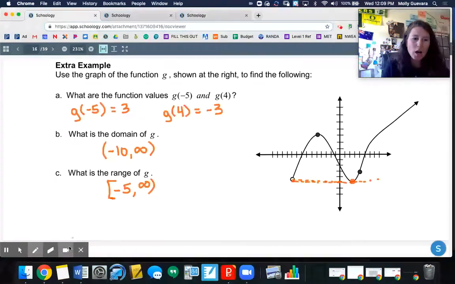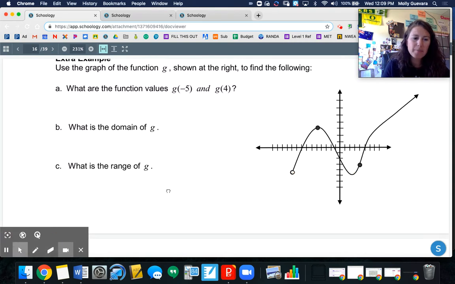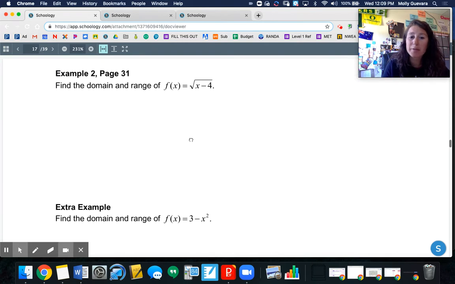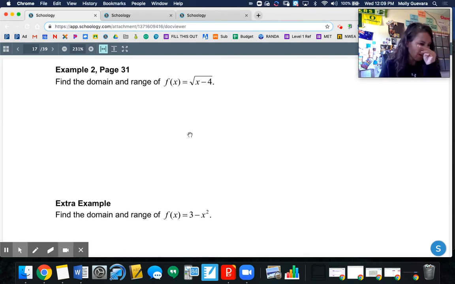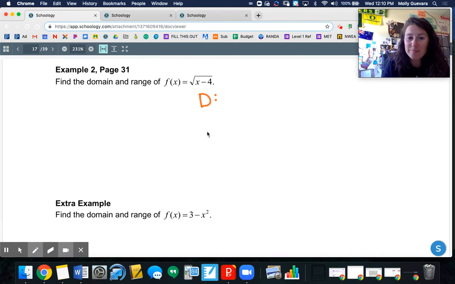We are going to look at now how to find the domain and range from an equation. So we just have to remember that domain is what numbers can I plug in, right? And range is what numbers can I get out.